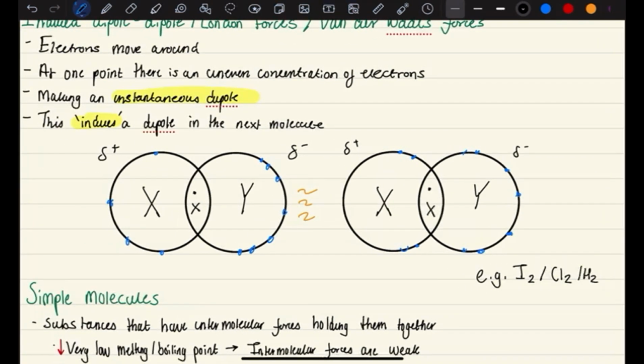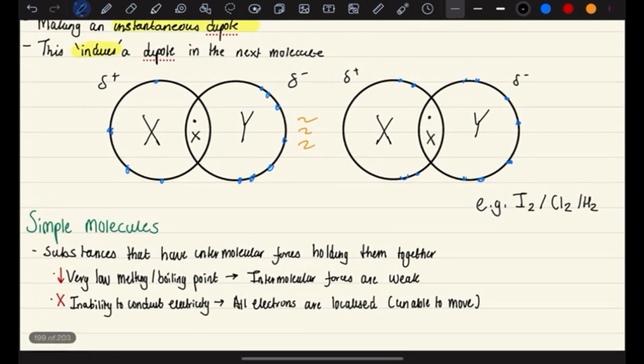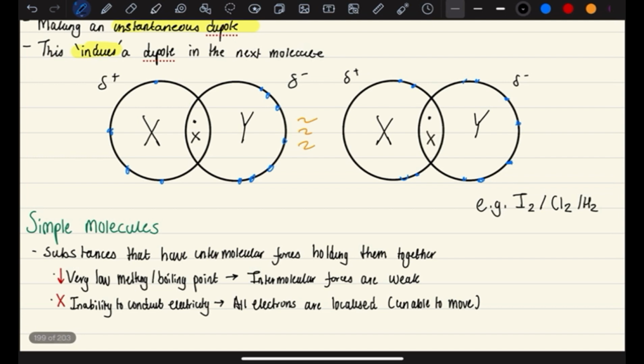Yeah, I put examples: iodine, chlorine, hydrogen gas. All of those, same element, same electronegativity. Yeah, so you'll get these when there's similar electronegativities between your molecules. And what I just really want to bring home is that these form simple molecules. So a simple molecule is literally a substance that has intermolecular forces holding it together. So all of these things I've mentioned exist as simple molecules.